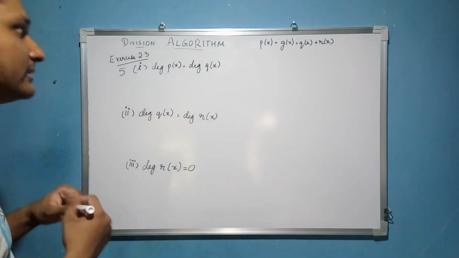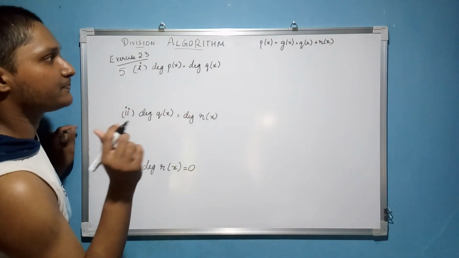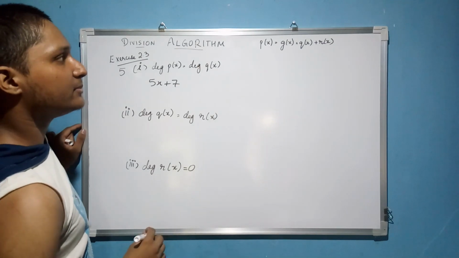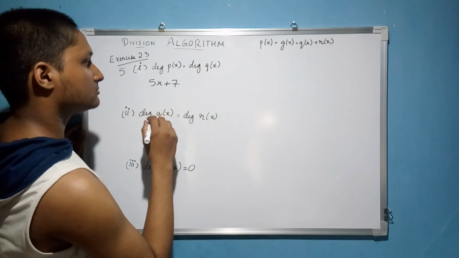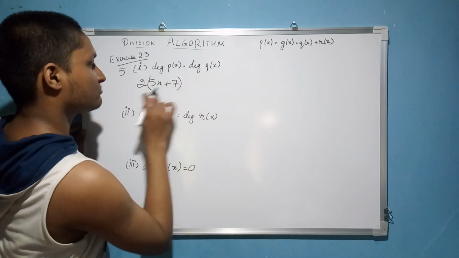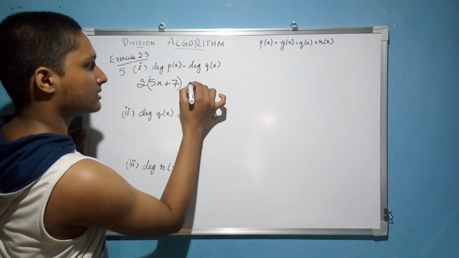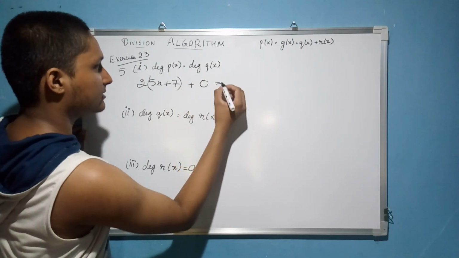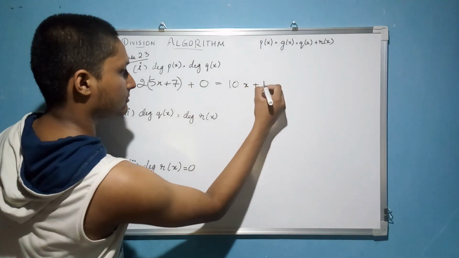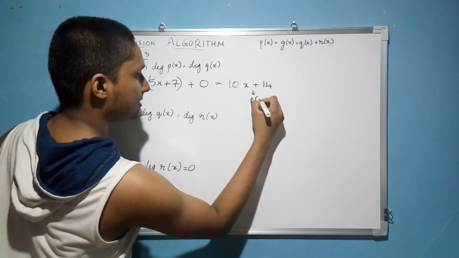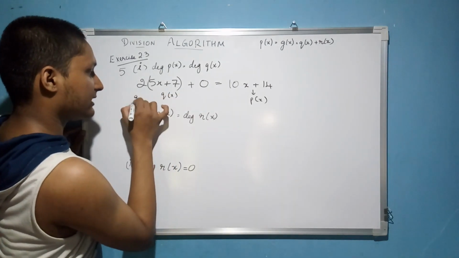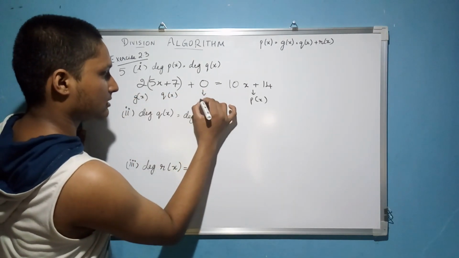So let me take some term, say 5x plus 7, and q of x, let it be 10x. Let me take 2 times of this: 2 times of 5x plus 7 plus 0. 0 may be the remainder. That will be p of x. P of x is 10x plus 14. This is p of x, this is q of x, this is g of x, and this is r of x.